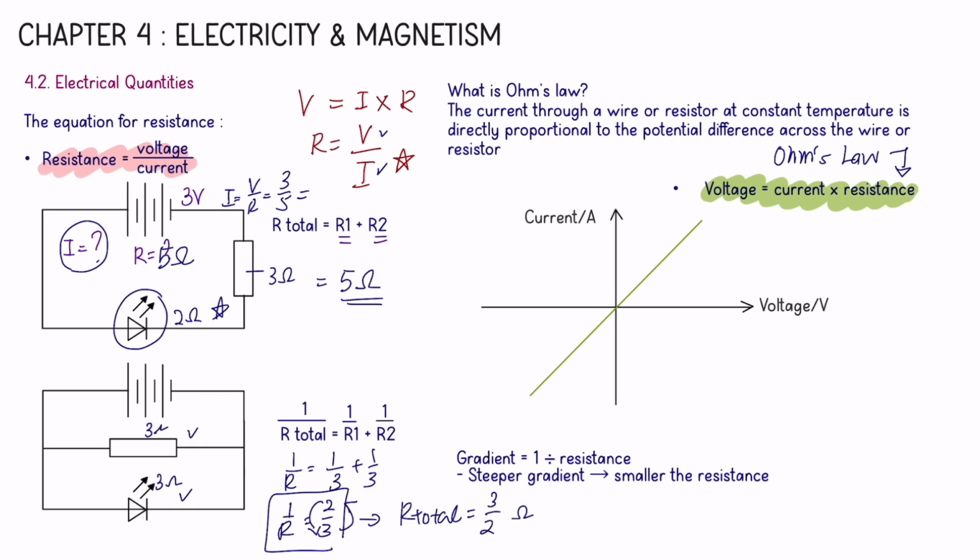And if you are asked to calculate resistance when given a current-voltage graph, you can get the resistance by looking at the gradient of the graph, because the gradient of the graph would be 1 over the resistance. Just remember that the steeper the gradient, the smaller the resistance.